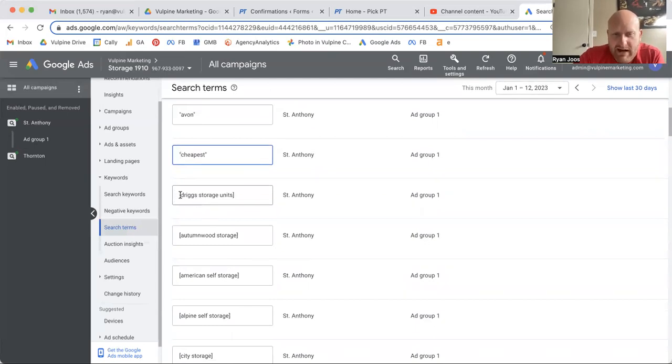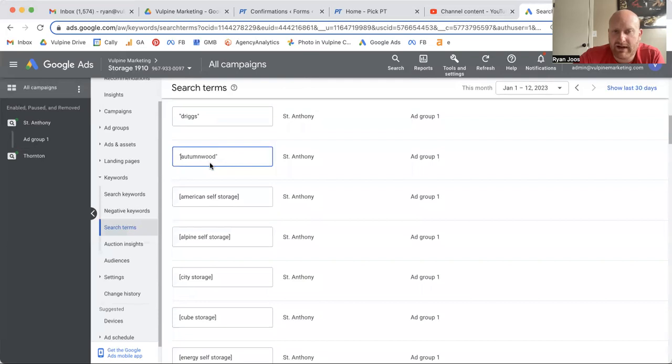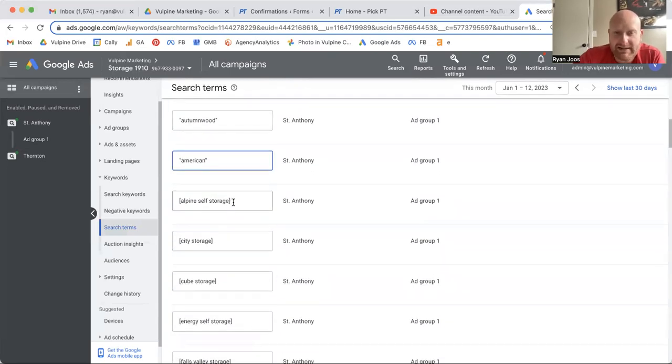Driggs. I think I've already pulled this out, but I'll do it anyways. I don't want Driggs. We are not located in Driggs. Pulled that out there. Autumnwood Storage. I don't know exactly what that is. I'm assuming that's a different brand. That is not us. I do not want to bid on Autumnwood ever again. American Self-Storage. Well, we are in America, but I'm assuming this is a particular brand there. So I'm going to pull this out. Alpine Self-Storage. Yep, I don't want Alpine. If anybody is searching Alpine, not us.